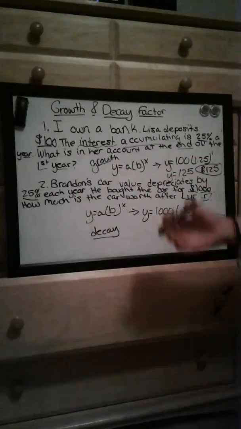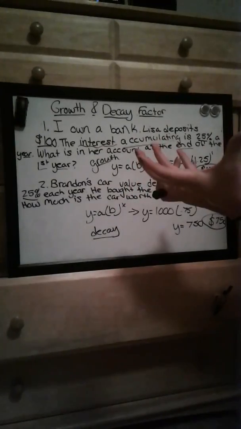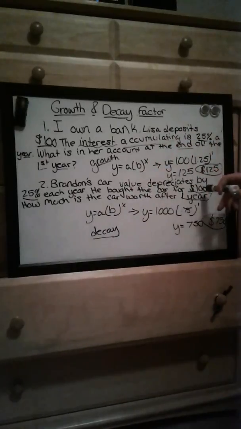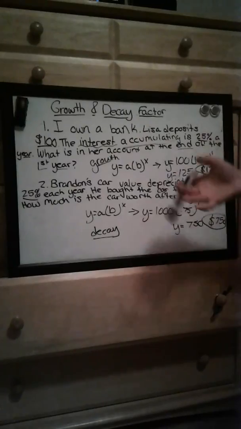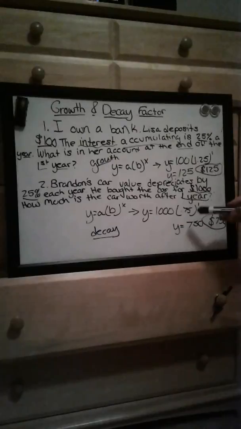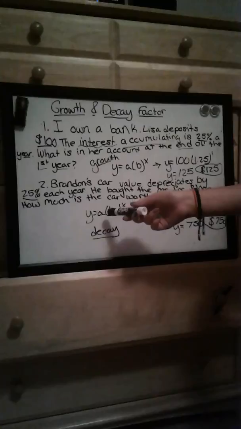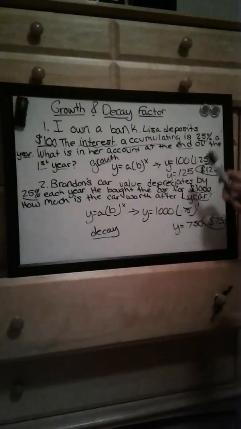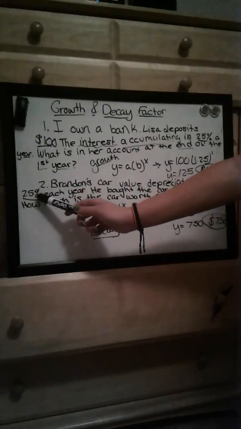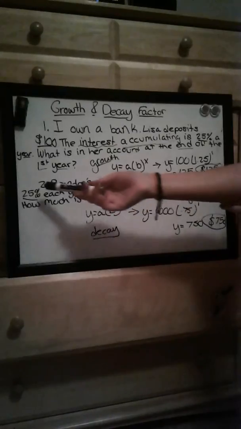So we know that 75% of what it was when he bought it is left each year. So he bought the car for $1,000, so 75% of $1,000 is left after 1 year, which is nice because we only have to find it after 1 year. So we have our equation, y equals a times b to the x. Our a is our starting value, which is $1,000, because that's how much he bought it for. Our b is our multiplier, which is either our growth or decay. And since we know it's depreciating or going down, we know that's decay.